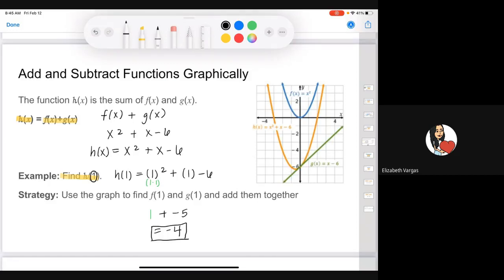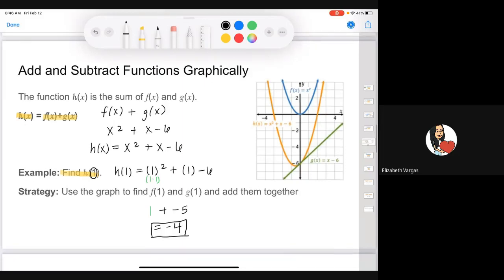Anyone have any questions on how I did this? No? So basically what you're doing here is creating a function, h(x), and the way to create that function is to add f(x) and g(x) together. So h(x) would be equal to whatever f(x) plus g(x) is, and then we substitute 1 inside and solve, and that gives us -4.